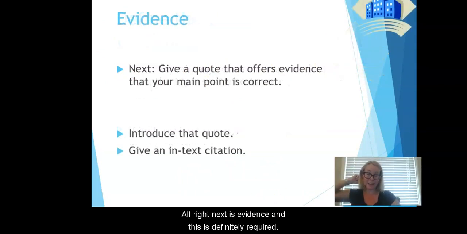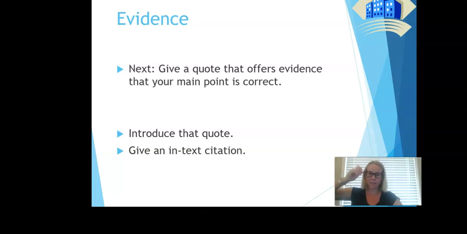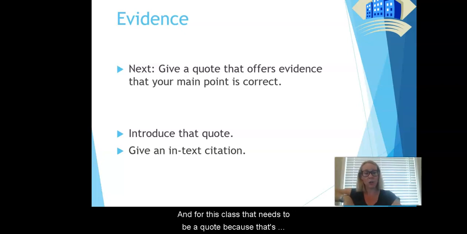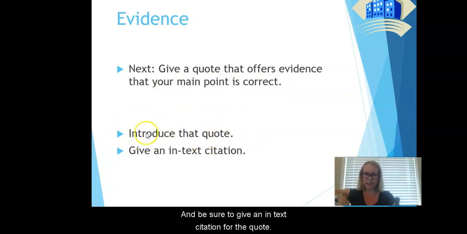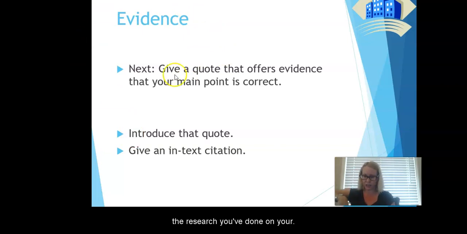All right, next is evidence, and this is definitely required. You're required 2 pieces of evidence per body paragraph, and for this class that needs to be a quote because that's part of learning a research paper. So we're required to give a quote that offers evidence that your main point is correct. Be sure to introduce that quote, and we'll be talking about that later in the week. And be sure to give an in-text citation for that quote. Now that evidence can come from your personal interviews or the research you've done on your topic.